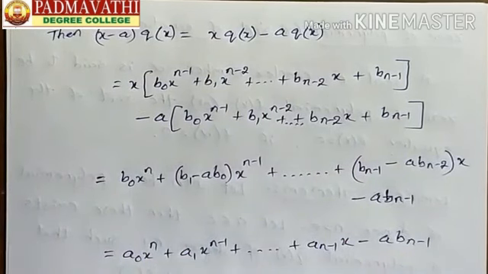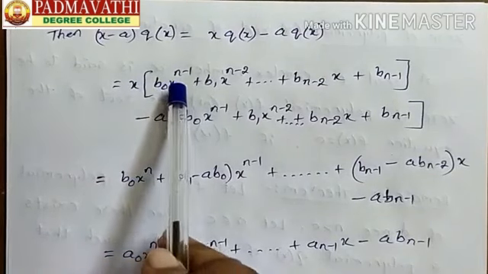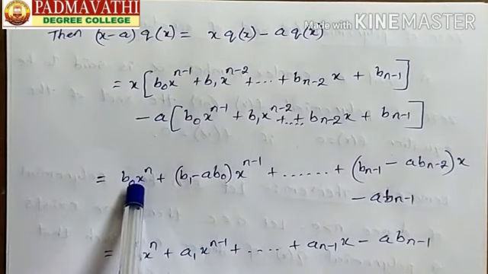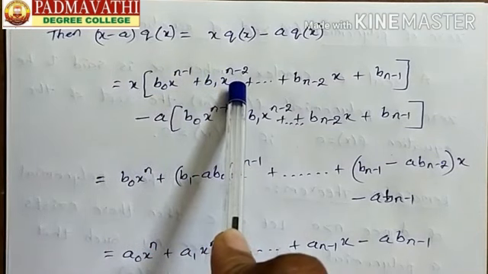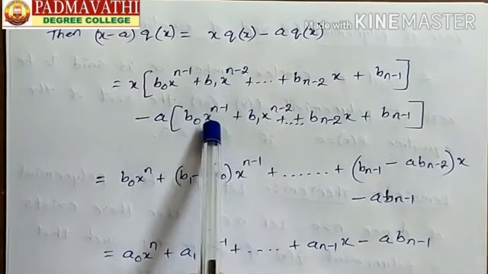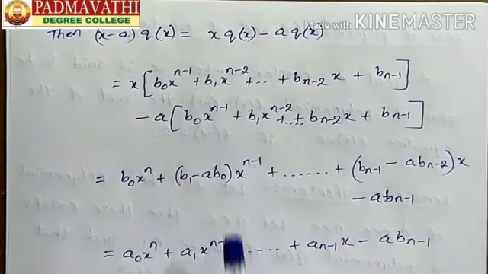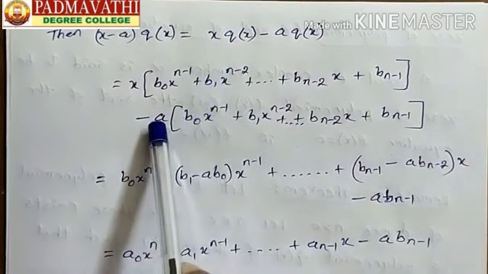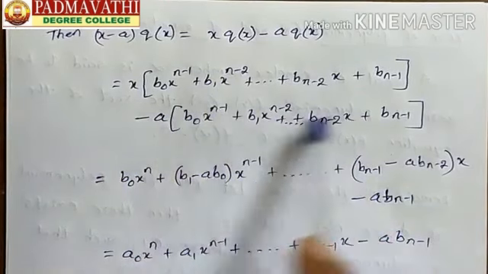Now we are going to take a common. The first value we can write here: x into x power n minus 1 will become x power n. So b naught into x power n is the first term. Next, the second term: x into x power n minus 2 means x power n minus 1 will come. So this is also an x power n minus 1 term, and this is also an x power n minus 1 term. Now from these two we can take x power n minus 1 common. Here b1 will be there, and here a into b naught will be there. So minus ab naught. Like this all the terms will come, plus and so on.